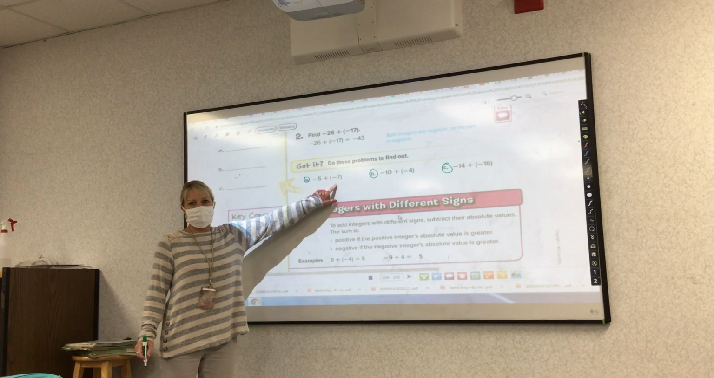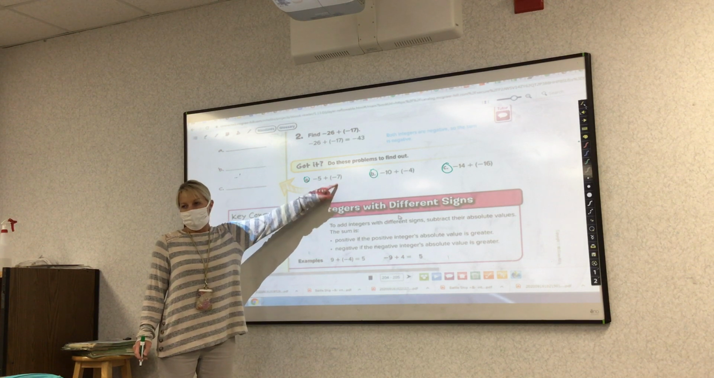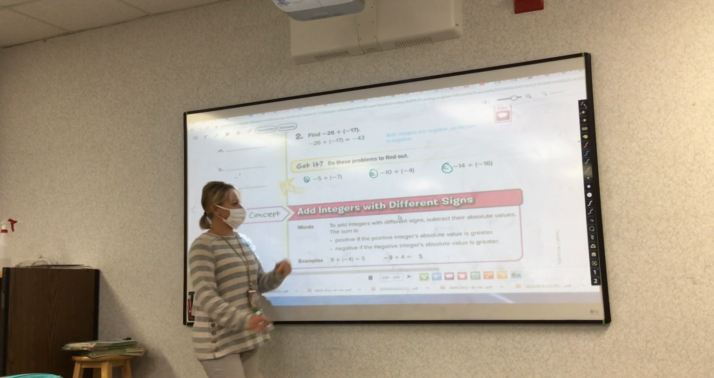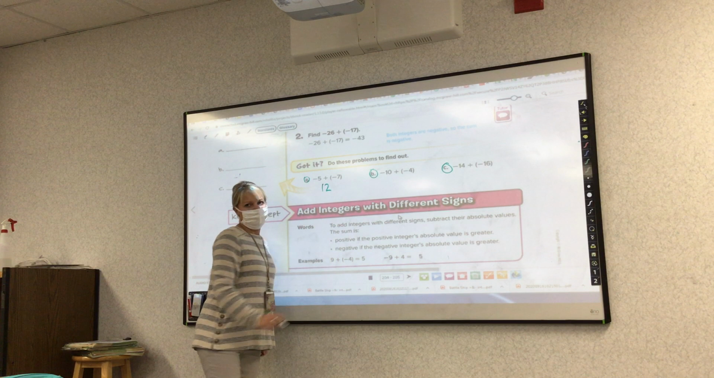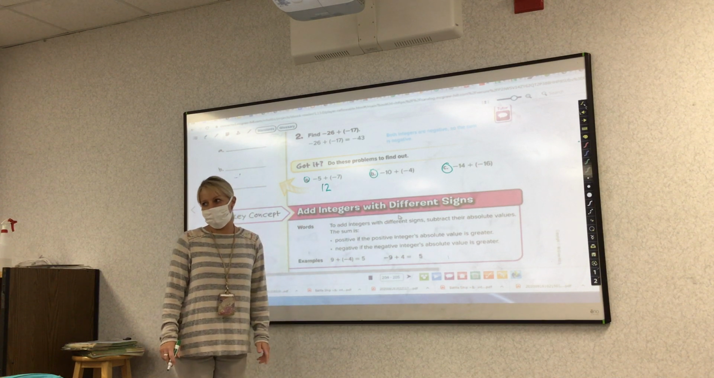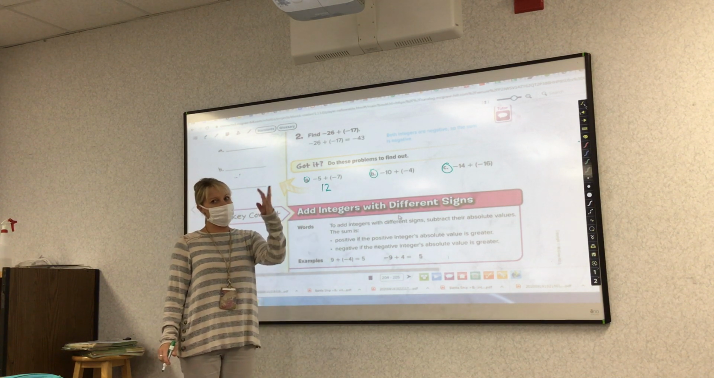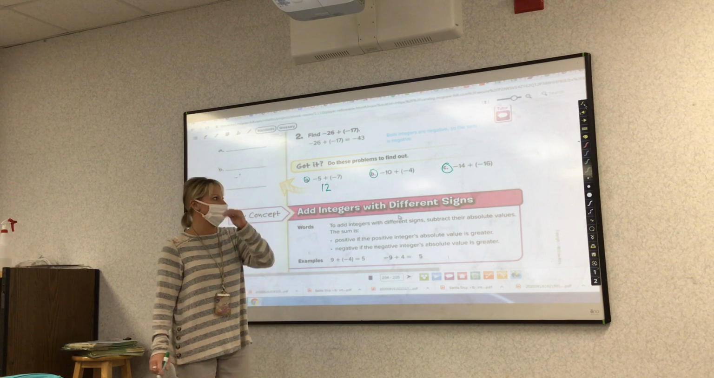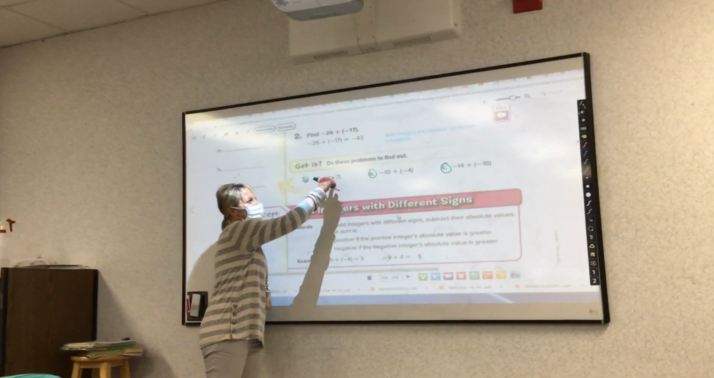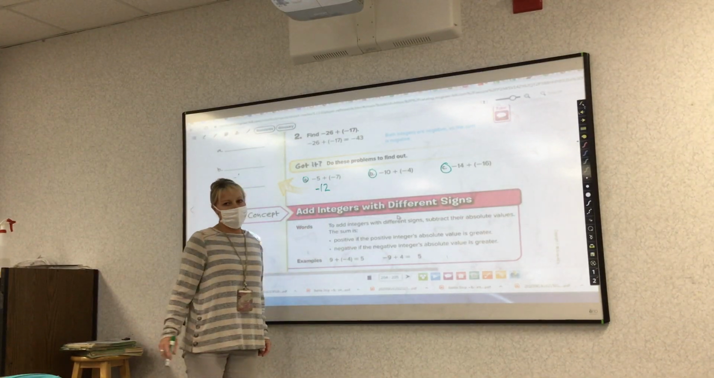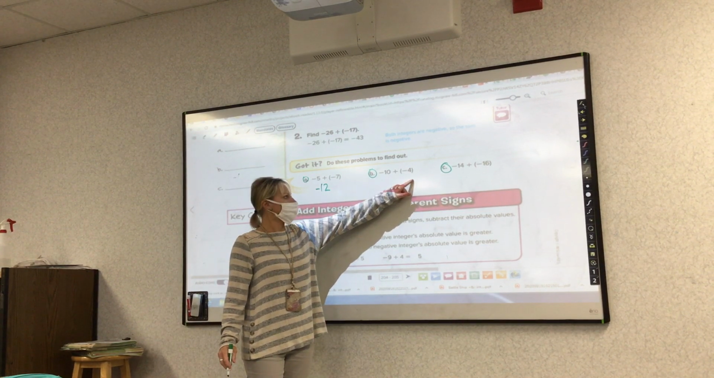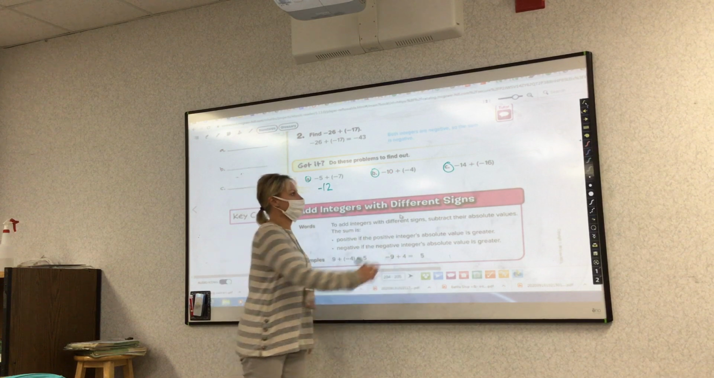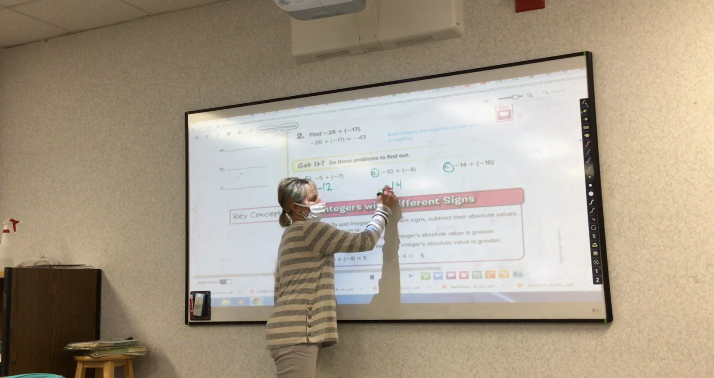Both are negative, so what do I just do? Just add them. So 5 plus 7 is? 12. Okay, yeah, it's 12. Just to double check: 7, 8, 9, 10, 11, 12. My bad. Then you keep the negative sign. Both are negative. 10 plus 4 is 14, and it's negative.